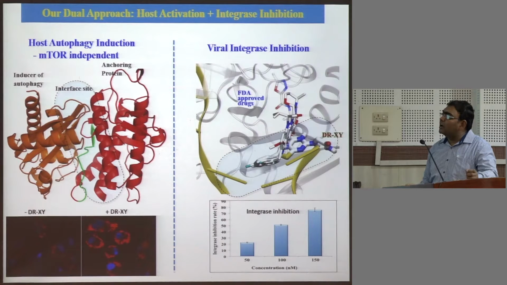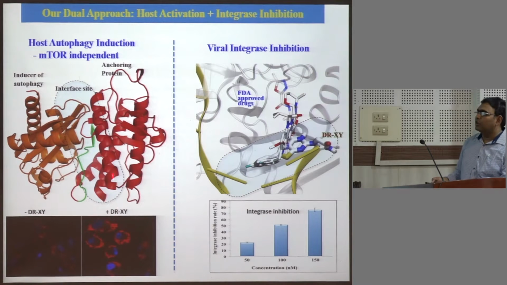And we found that our molecule is not only inducing autophagy, it also binds with integrase and inhibits it. That is actually the cumulative effect of this small molecule, because it is able to induce autophagy and it also controls integrase. So it is a dual activity by which we are getting the significant viral load down.